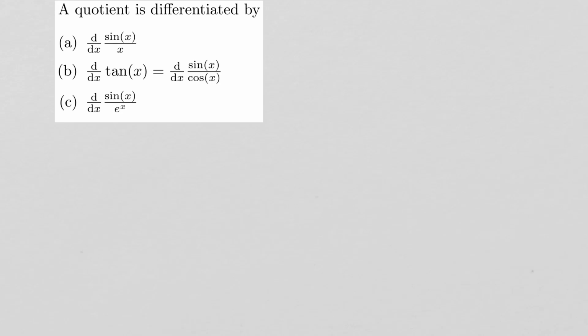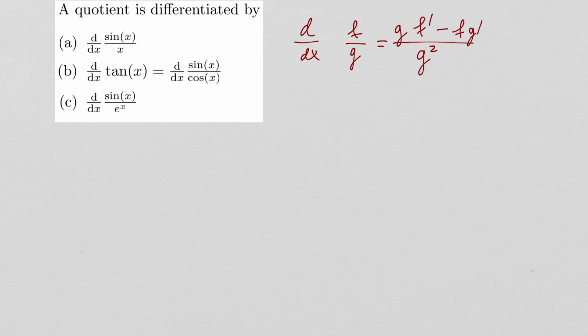Let's differentiate these quotients by the quotient rule. If we have the quotient of functions f and g, the derivative is g times the derivative of f minus f times the derivative of g, divided by g squared.